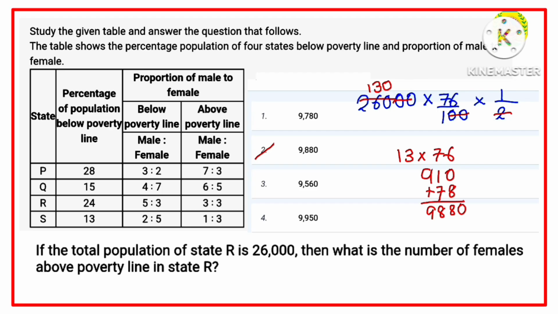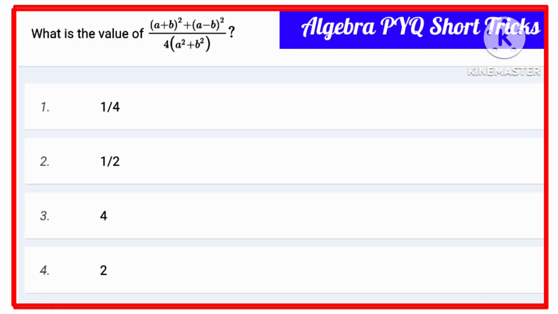Now let us see the next question. As you can see here, you are asked to find out the value of this given expression. So here, as you can see, in the numerator we have a plus b the whole square plus a minus b the whole square. Always remember, a plus b the whole square plus a minus b the whole square is equal to 2 multiplied by a square plus b square.